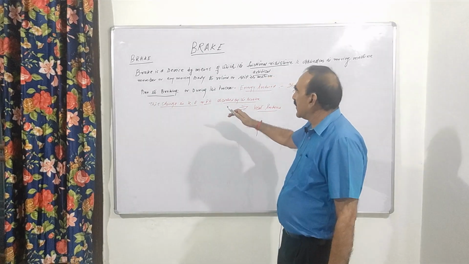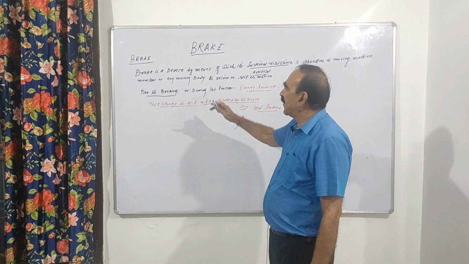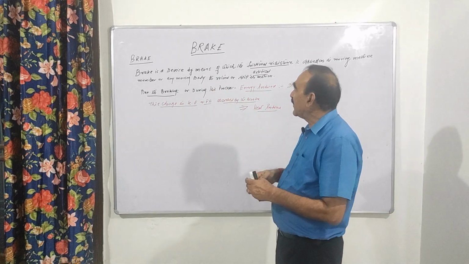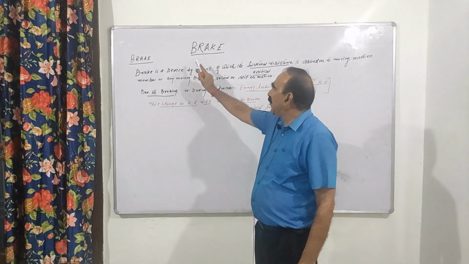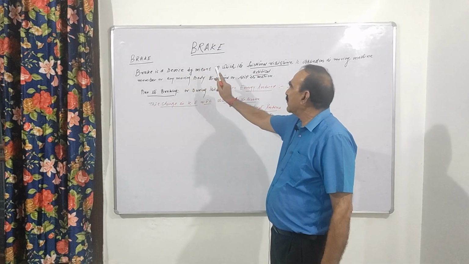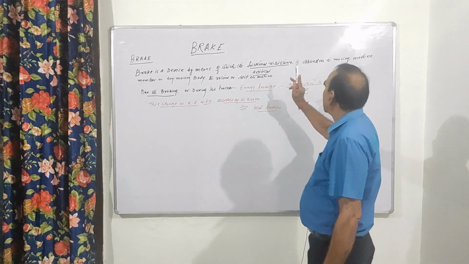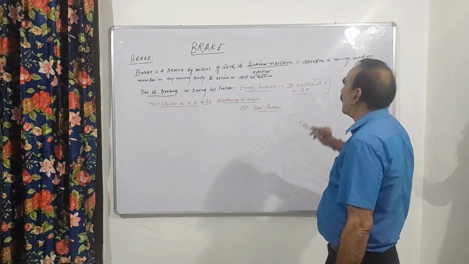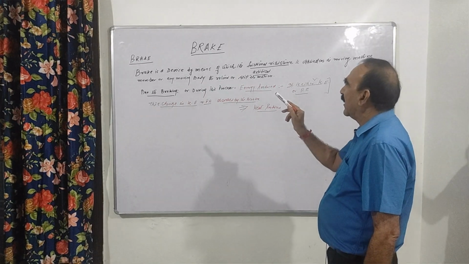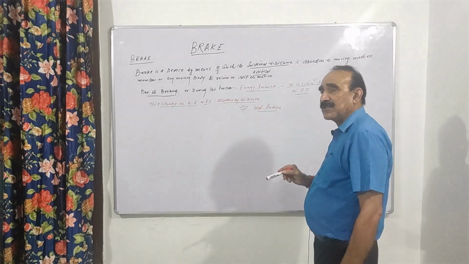So this is the brief description of the brake actually. So what is the function of the brake? So function of the brake क्या है? Brake is a device by means of which the frictional resistance is applied on the moving machine member and or any moving body to retard or stop its motion.